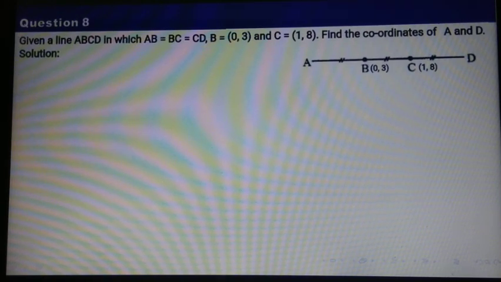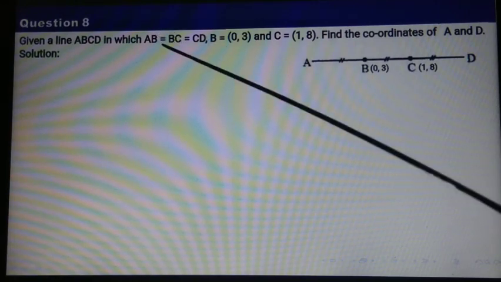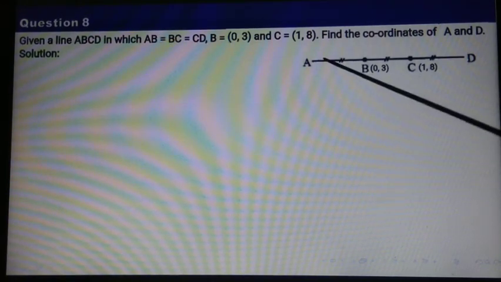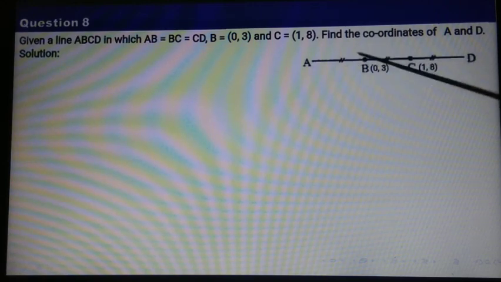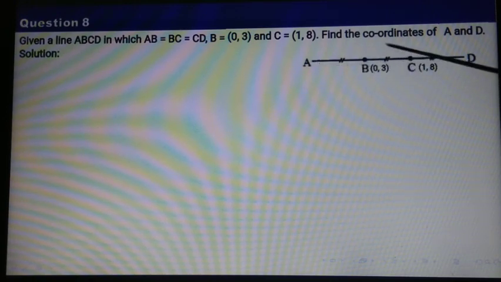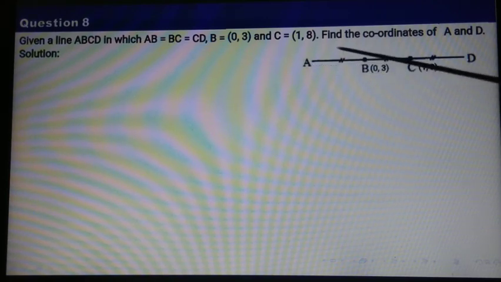Okay, let's move on to the next question. The question says, given a line ABCD, in which AB equals BC equals CD. That means all these segments are given to be equal. Now the coordinates of B and C are also given, which I have written in the diagram. You need to find the coordinates of A and D. Now let's forget about this. Just imagine that your line segment is from A to C. If you see here, B is the midpoint of AC, right? Because they are given to be equal, right?